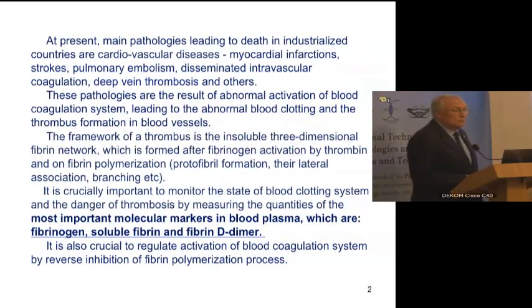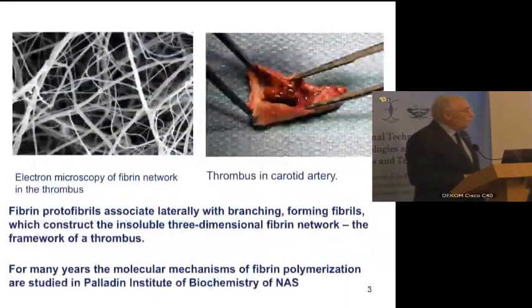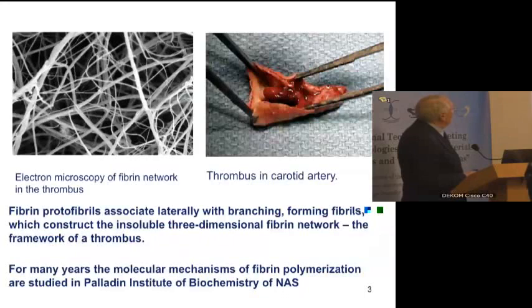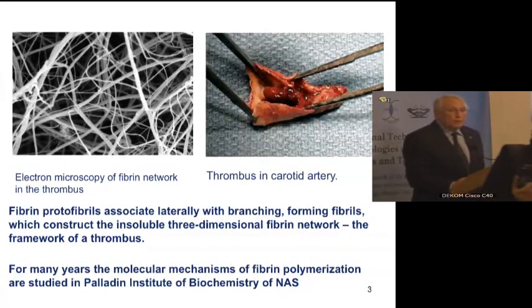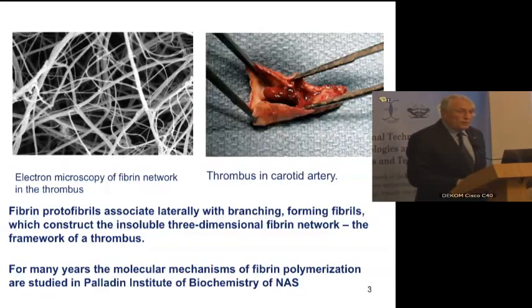It is also crucial, and certainly it's banal, but you understand it very well, to regulate activation of the blood coagulation system by reverse inhibition of the fibrin polymerization process. This is a small picture of the electron microscopy of the fibrin network in the thrombus, and this network is really the basis for thrombus formation. So for many years, the molecular mechanisms of fibrin polymerization were studied in the Palladin Institute of Biochemistry, and I'll be speaking about this work and the results we have.